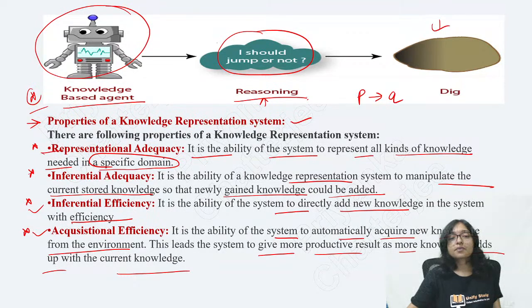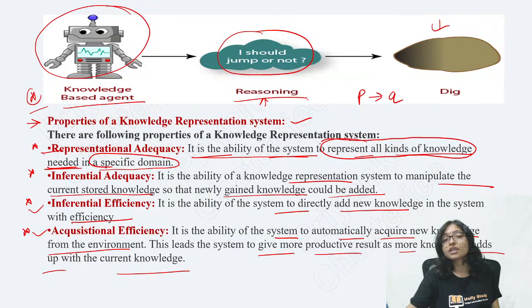That is the representational adequacy, all kind of knowledge needed. It is the ability of the system to represent all kind of knowledge. For a specific domain, the representation ability is there. Ability to represent the knowledge. That's why representational adequacy.